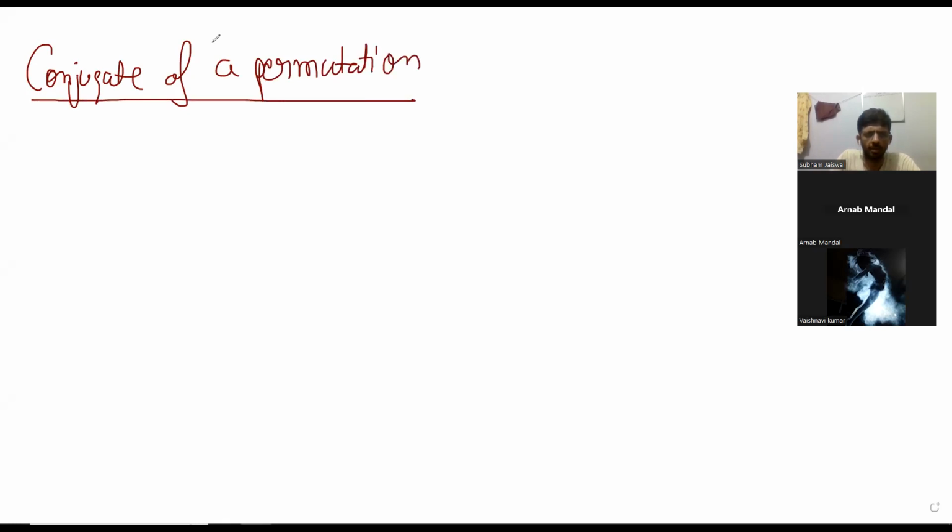So let us see what we have so far. Right, so let me just say we want to understand the conjugate of a permutation. Basically sigma was this permutation that we started with, and we would like to understand this. Let's just call this sigma prime.